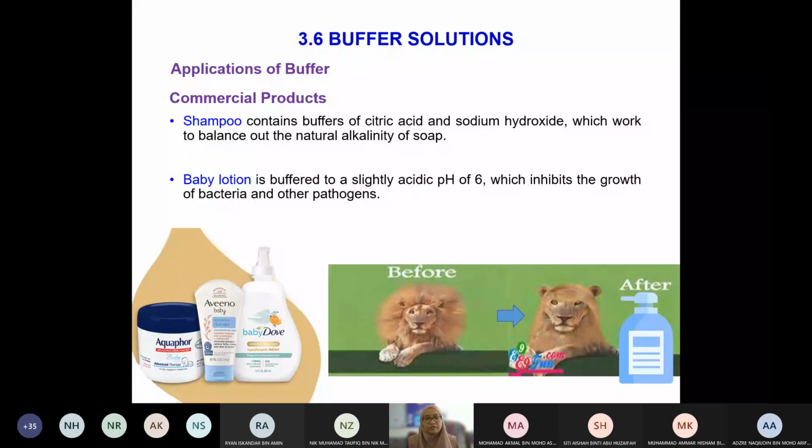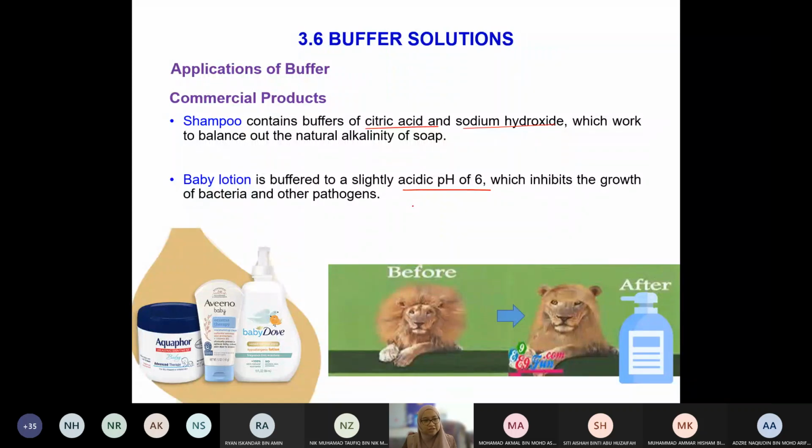Okay, buffer is also used, it can be commercialized into products. So the most common ones will be shampoo, baby lotion, kan? Shampoo contains a buffer of citric acid and sodium hydroxide, for example, which works to balance out the natural alkalinity of soap. Okay, then baby lotion is buffered to a slightly acidic pH of 6, which inhibits the growth of bacteria and other pathogens. Okay, so not all neutral will be the best pH lah.